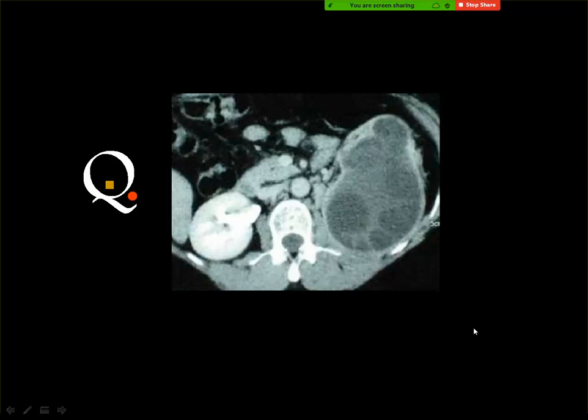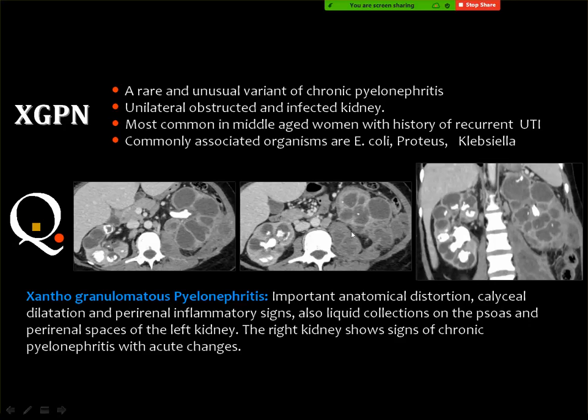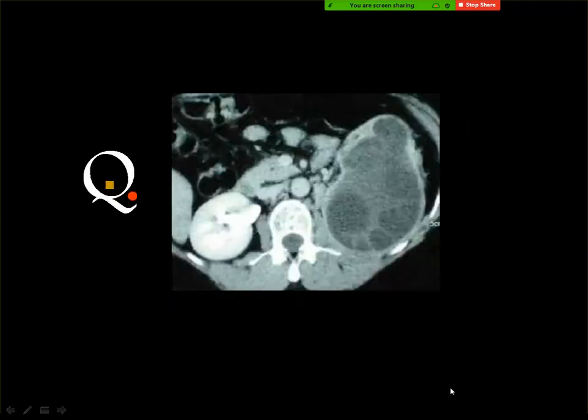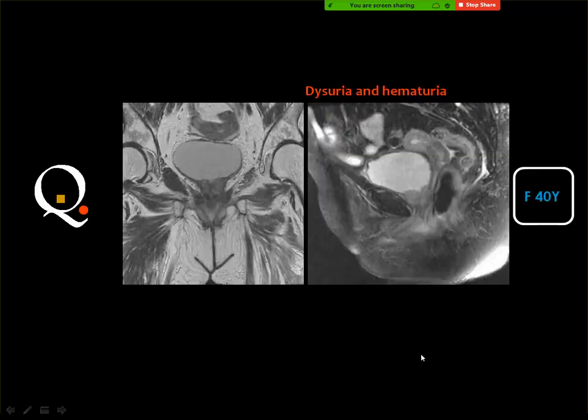Is there a left psoas abscess in the previous case? Okay, yes, you are right. This is a hydatid cyst of the kidney, very good. You see the multiple daughter cysts within the big cyst, and this is one of the very characteristic appearances of hydatid cyst anywhere in the body.